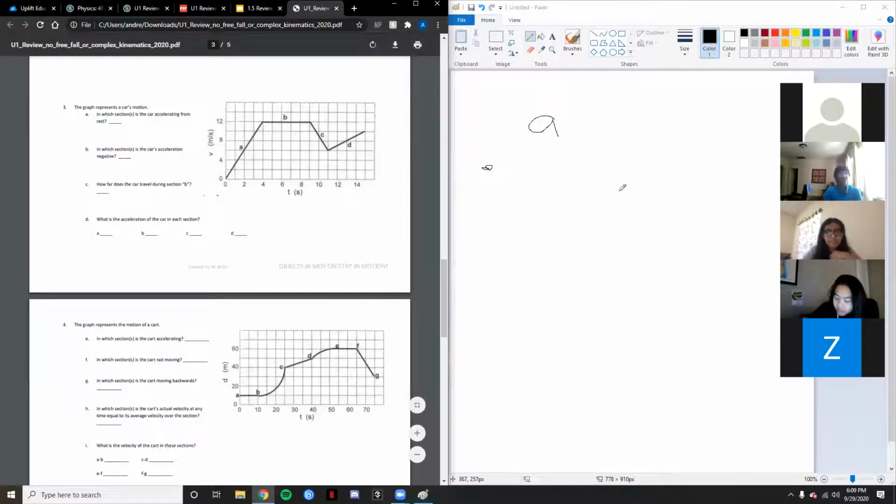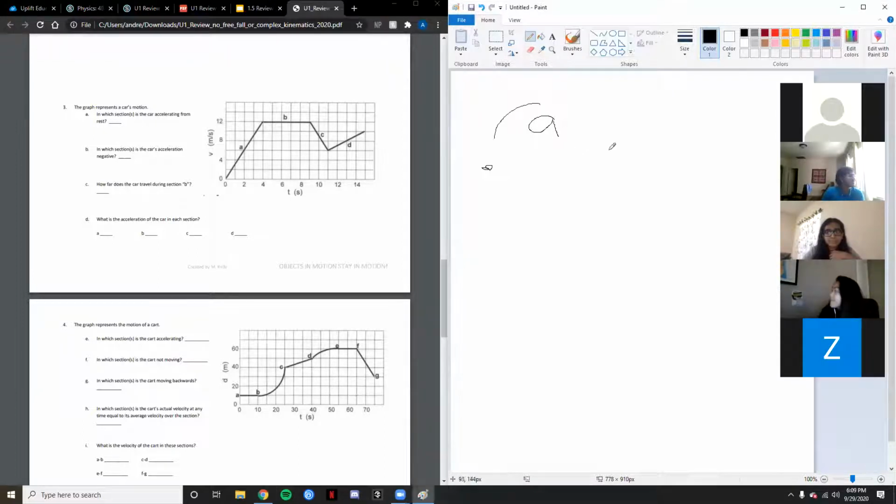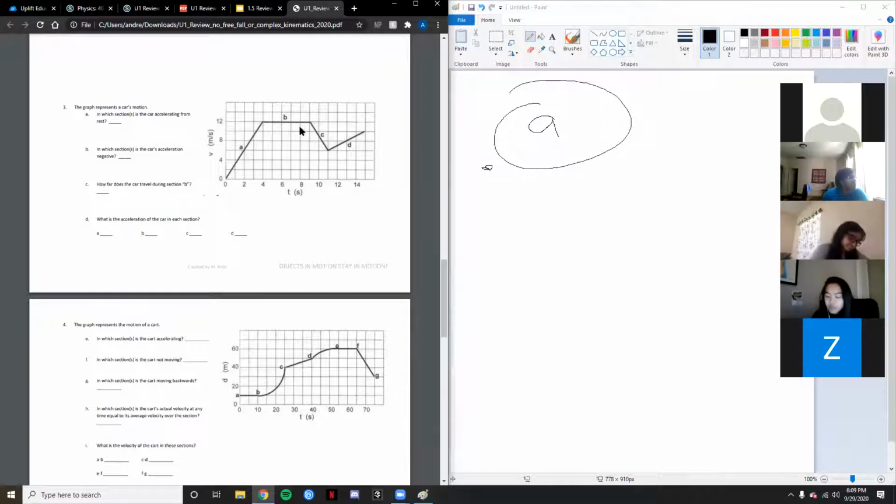MG, is that correct? I say A is the point. In which section B is a constant. Right, got it. Is the car accelerating? Yeah, so A and D are both accelerating. C is also accelerating. No, C's slowing down.